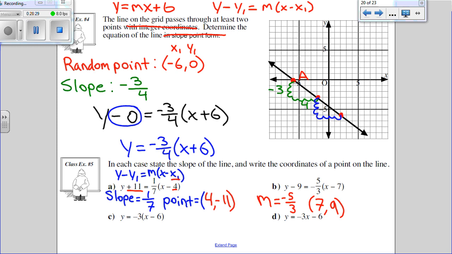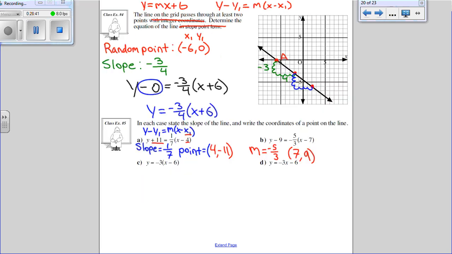For C, look at that, the slope is negative 3. I'll have to put it in brackets. The point for this one's a little trickier. The point is at 6, comma, and there's no number next to the y. If there's no number next to the y, what's being subtracted? 0. Yeah, 0, right? So that point is 6, 0. The x value is the opposite. There was no y value being subtracted.